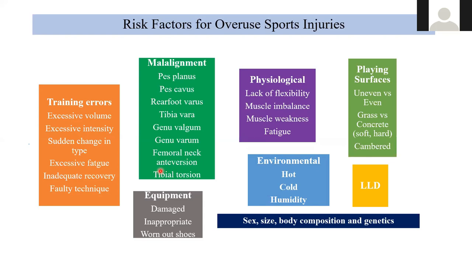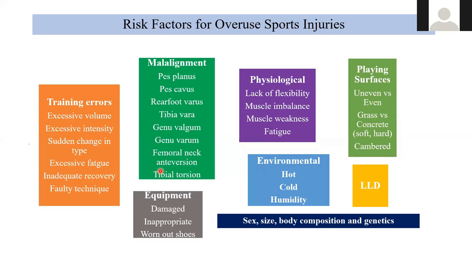Physiological factors like lack of flexibility, muscle imbalance, muscle weakness and fatigue all contribute to poor biomechanics, which lead to overuse injuries in a particular muscle, tendon, or structure. When it comes to the playing surface, whether uneven or even, grass or concrete, and camber, all these commonly predispose to lower limb overuse injuries. When it comes to equipment, it's very important to have appropriate equipment for sports participation. If there are damaged, inappropriate, or worn out shoes, basically a shoe that has done about 400 to 500 kilometers of running, you call it a worn out shoe. All these things have to be considered as risk factors.